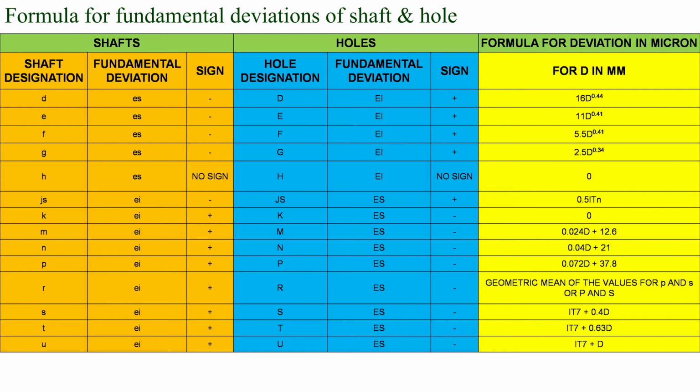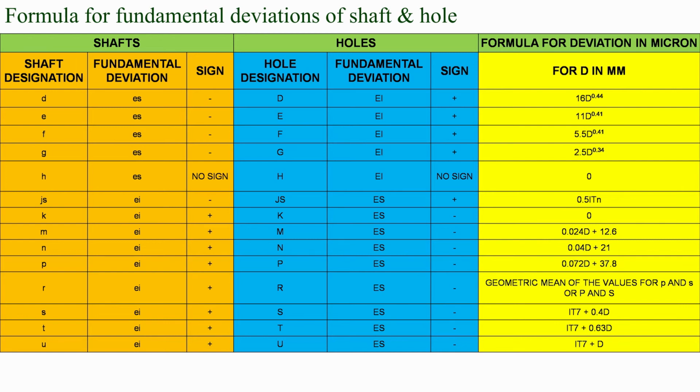Small f and capital F equals 5.5 d to the power of 0.41. Small g and capital G equals 2.5 d to the power of 0.34. For small h and capital H, small k and capital K, the fundamental deviation will be 0. Small m and capital M equals 0.024 d plus 12.6.